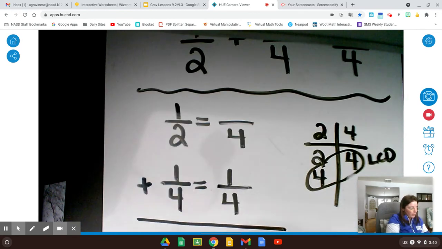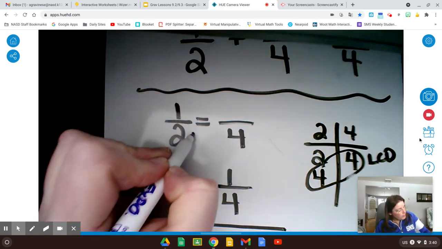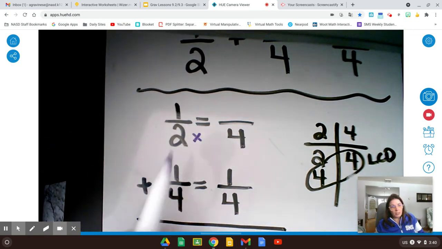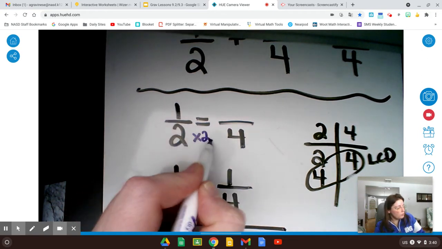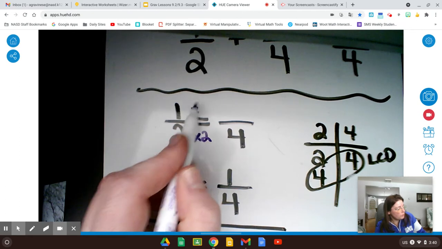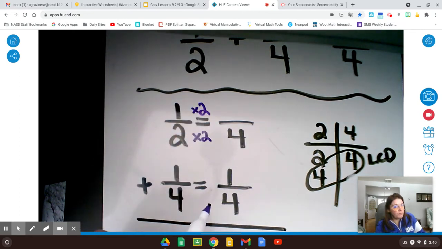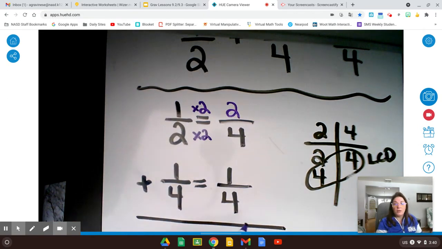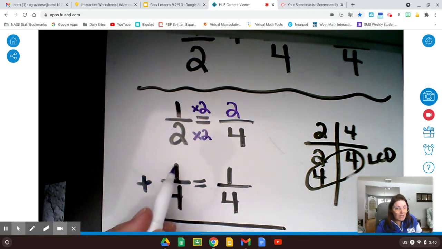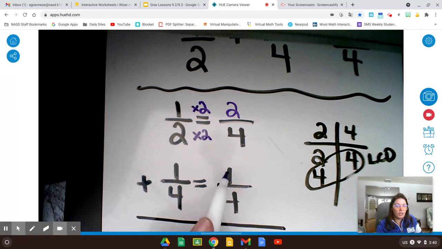2/4. Well, how do I know that without these tiles? Because if I take 2, what do I do to get to my 4? I do this to the denominator to get that denominator. 2 times 2 gives me 4. Always do the same to your numerator. 1 times 2 equals 2. 1/2, 2/4. We saw that in our tiles. Now again, I did not have to change my second fraction because it already had my common denominator. I did not have to change any part of it. 1/4 will equal 1/4. All right, that was step 3.